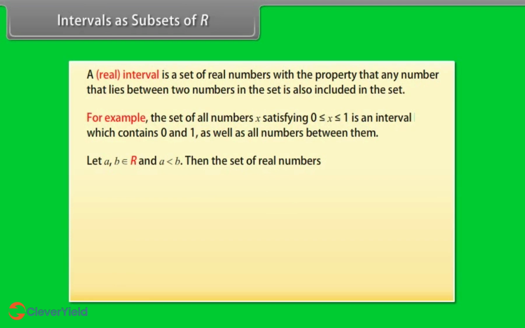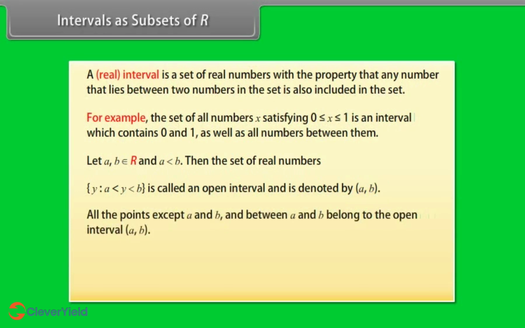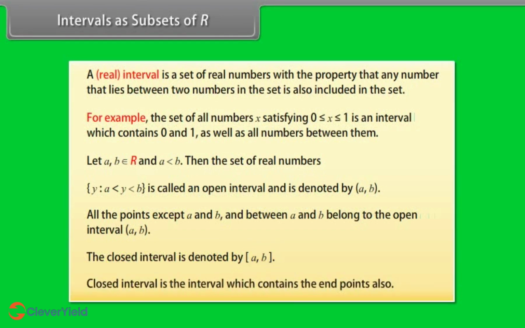Let a, b belong to R and a < b. Then the set of real numbers y such that a < y < b is called an open interval and is denoted by (a, b). All the points between a and b, except a and b themselves, belong to the open interval (a, b). The closed interval is denoted by this symbol. Closed interval is the interval which contains the endpoints also.